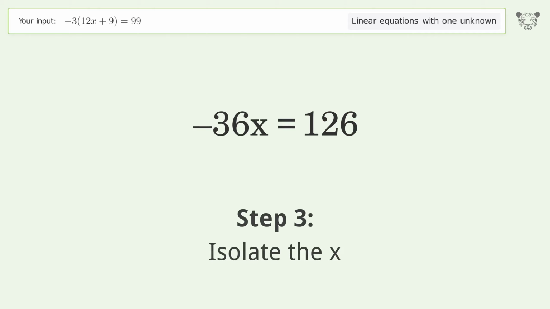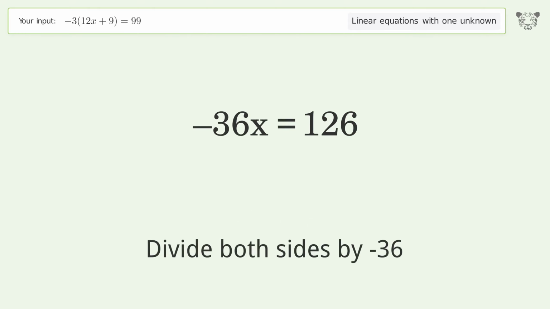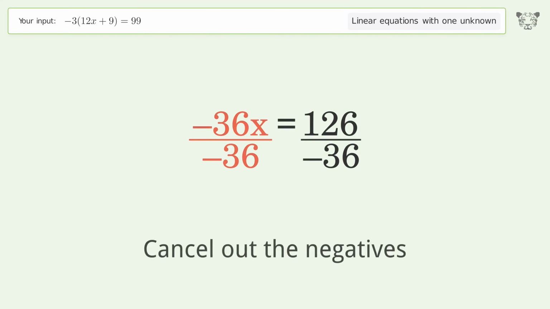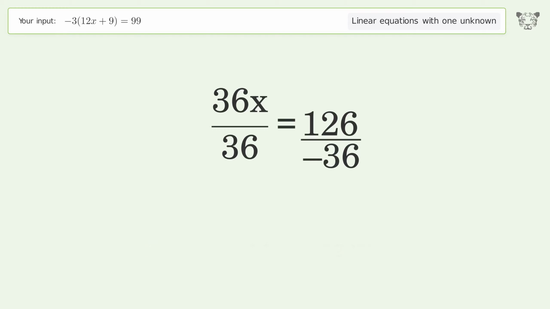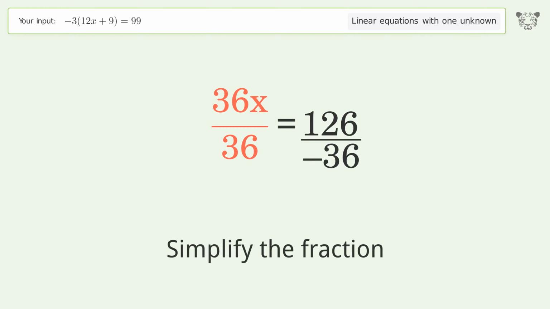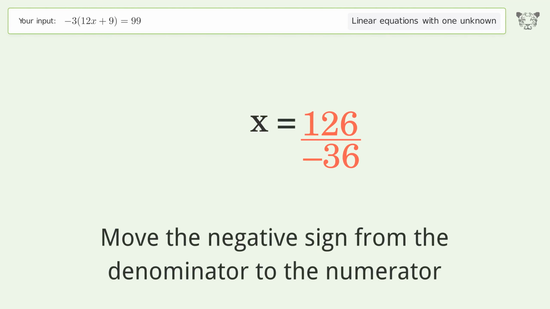Isolate the x. Divide both sides by -36. Cancel out the negatives. Simplify the fraction. Move the negative sign from the denominator to the numerator.